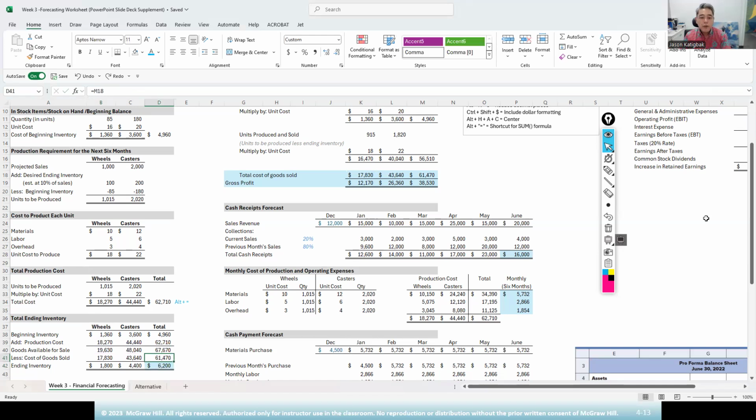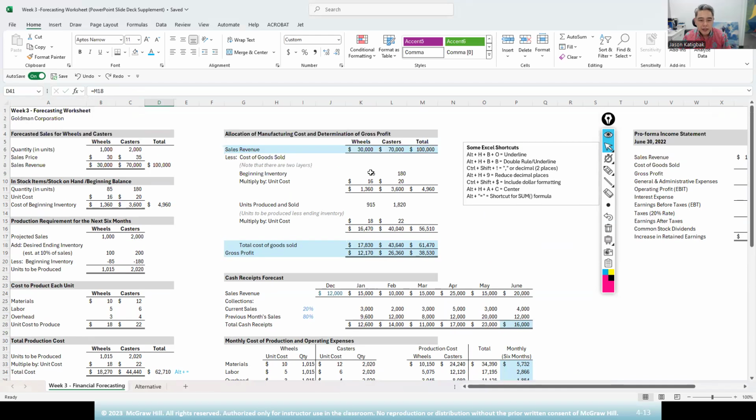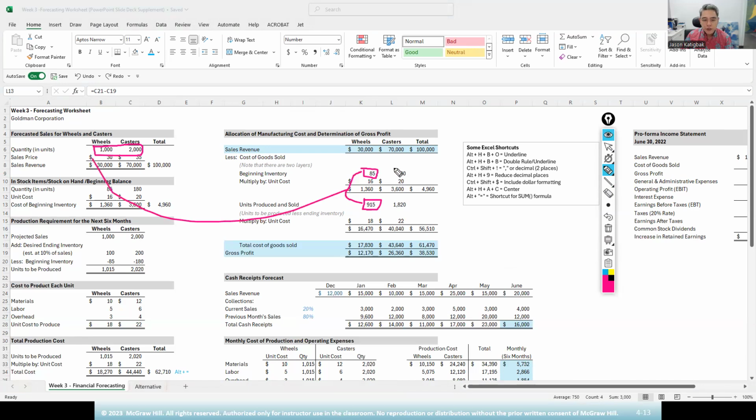Now, how did we get the cost of goods sold? Because we already know how much we need to be selling, and that was actually given in the problem. So we are looking at the projected sales. It's 3,000, 1,000, and then 2,000, right? If I add here, 85 plus 915 is equal to 1,000 of wheels, and 180 plus 1,820 of casters. That's basically it, right?